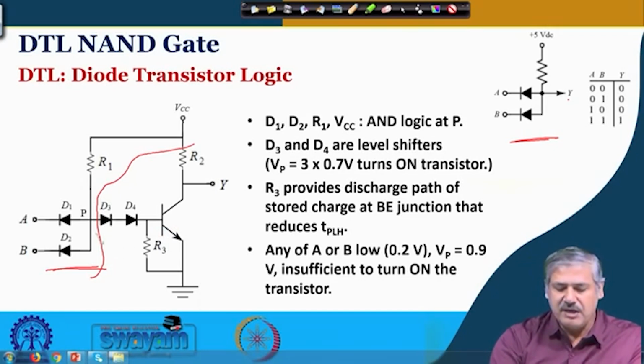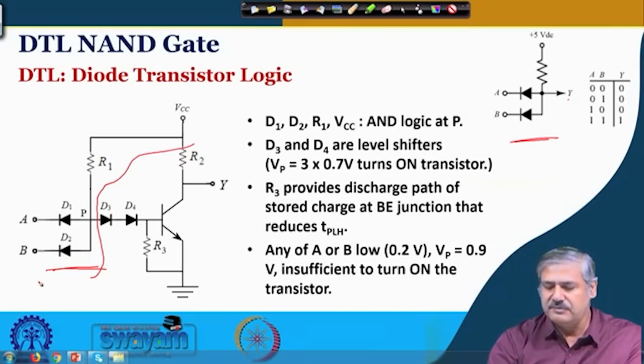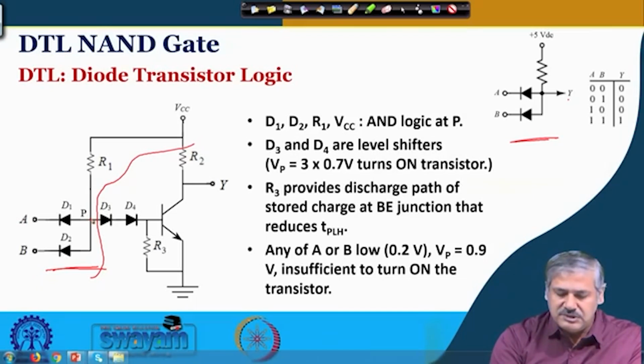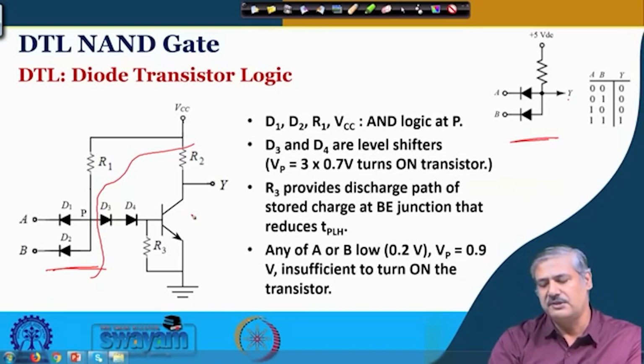So, this is how it is there. To turn this transistor on, what is required? 0.7 volt, 0.7 volt and 0.7 volt. So, 2.1 volt will be required over here, then only it will be able to turn on.